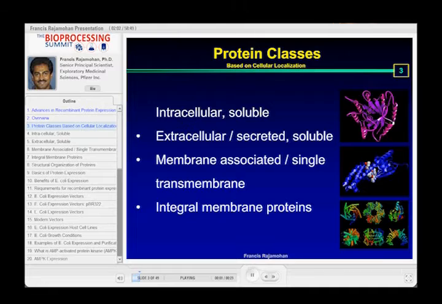All right. So the protein classes, again, I'm sure you are all familiar with this. Protein can be classified based on the cellular localization into intracellular proteins, extracellular proteins, membrane-associated proteins, or the integral membrane proteins.